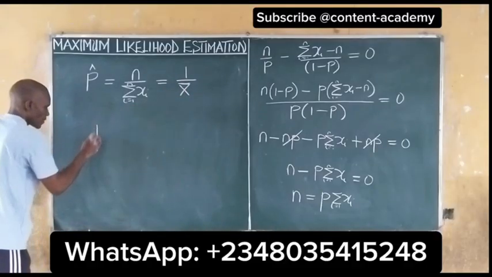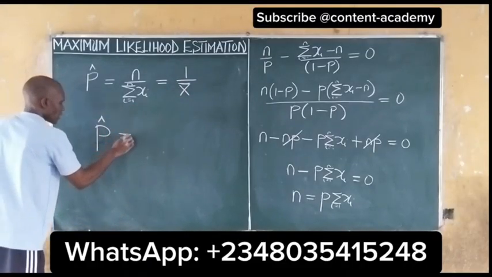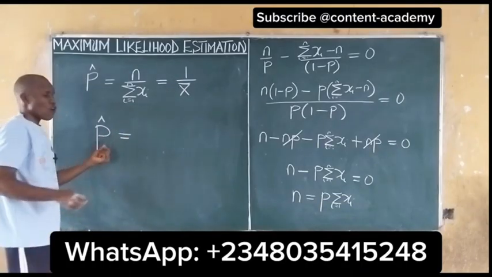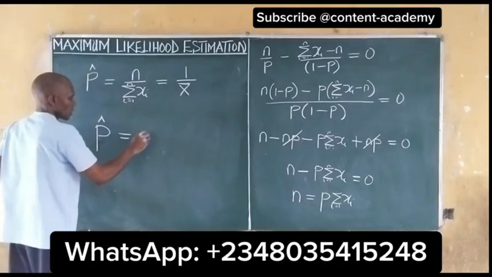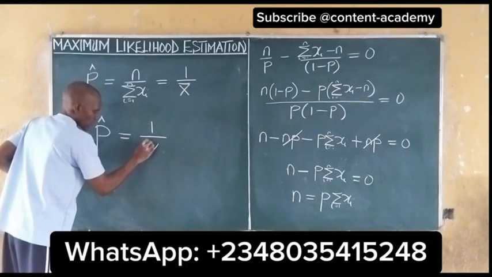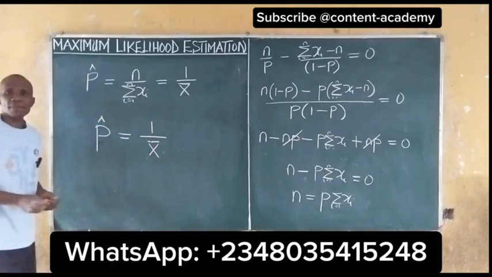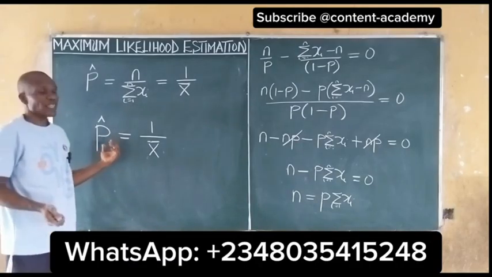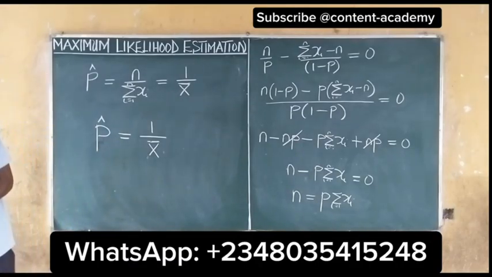It then means that the maximum likelihood estimator of p given the geometric distribution is 1 all over x bar, 1 all over the mean. Of course, this estimate is biased. Our maximum likelihood estimate is biased. So this is simply how we can obtain the maximum likelihood estimate for p given the geometric distribution.